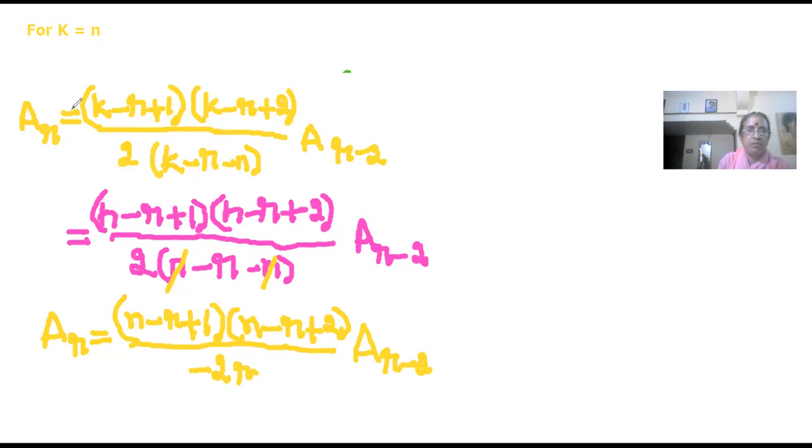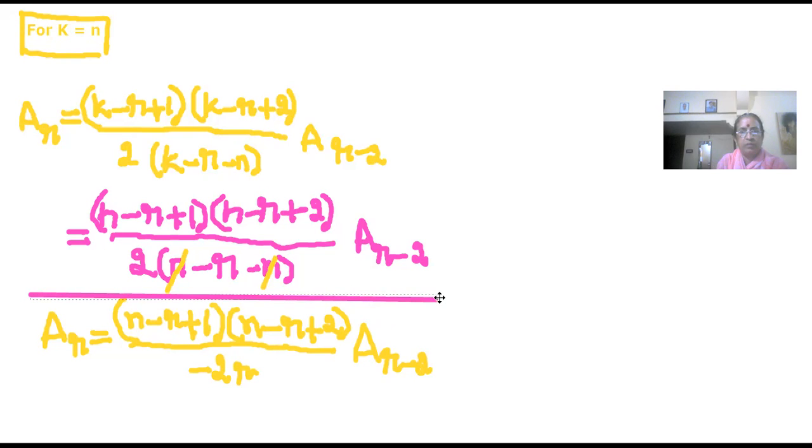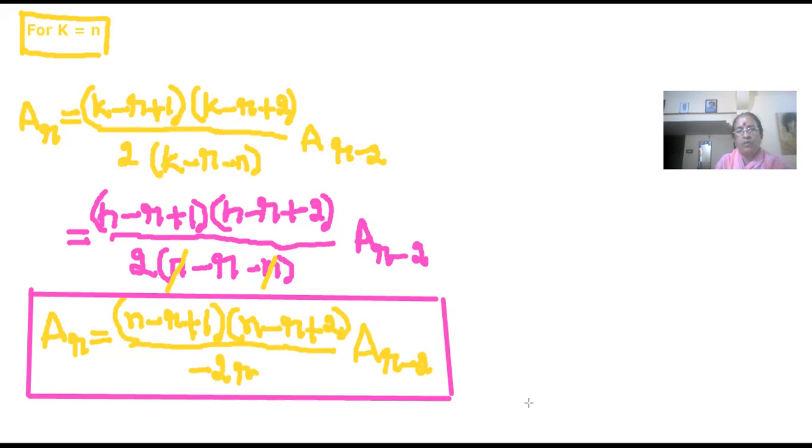So the first case we have seen: when K equal to N, we got this answer, that is AR equal to this.